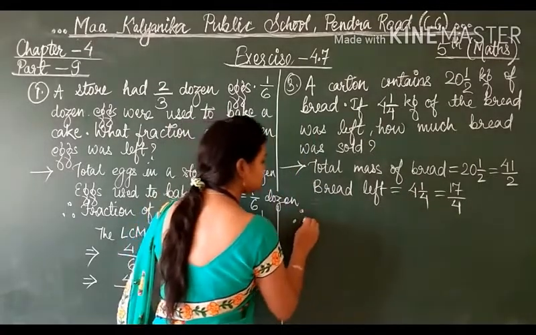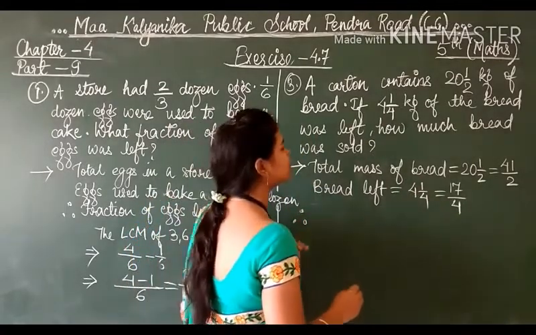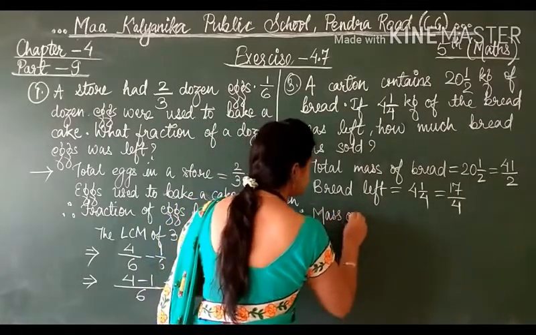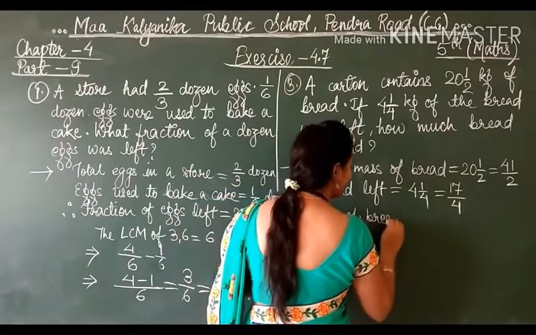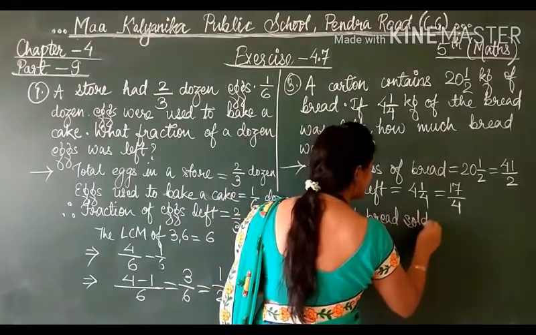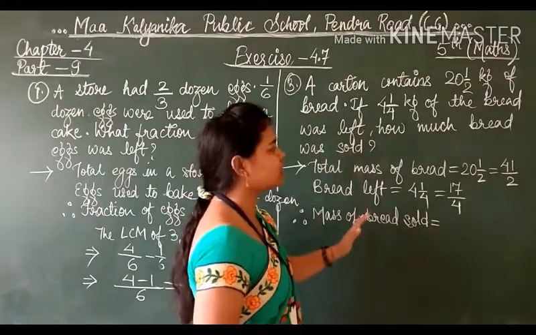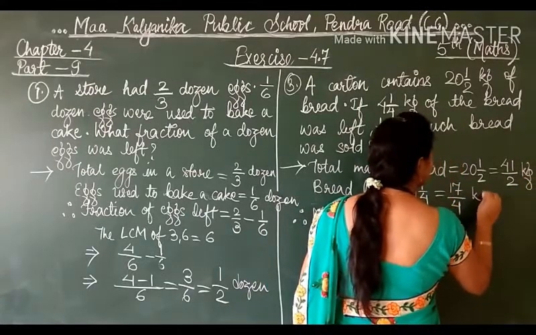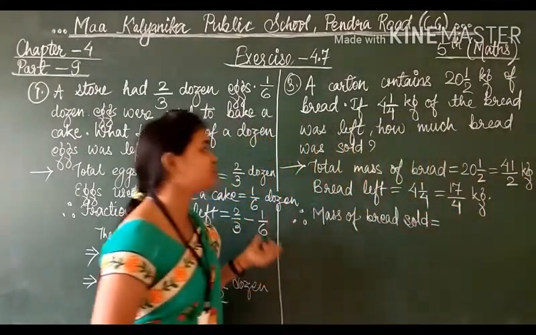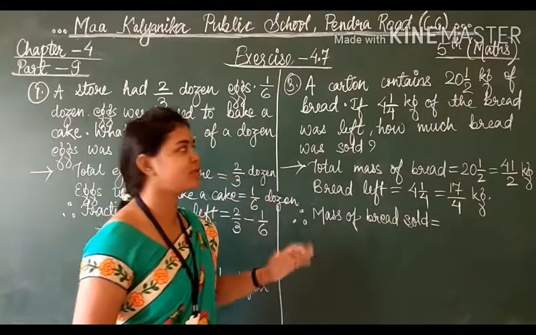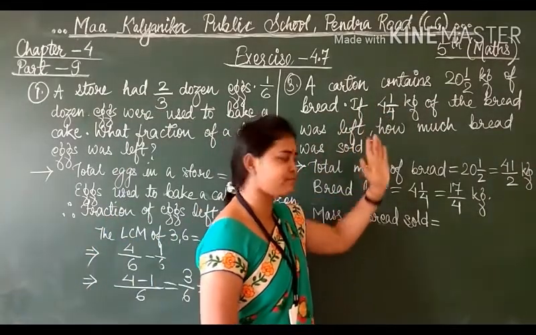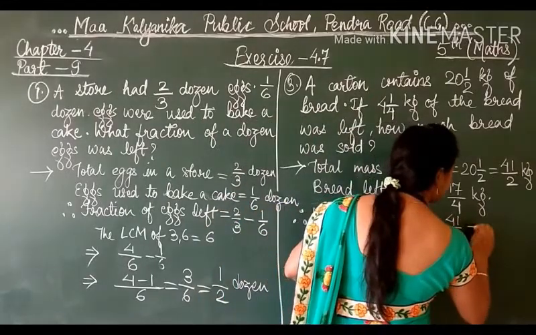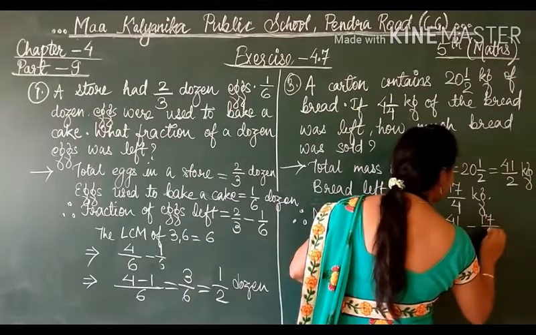So now the question is asked, so we will write the last statement: how much bread was sold. Mass of bread sold. But students, one more thing, as all things are given in kg, the unit is given as kg, so you can write kg here. Okay, so now how much bread was sold? Simply we will subtract, because total is that much and this much is left. So students, now subtract 41 by 2 minus 17 by 4.